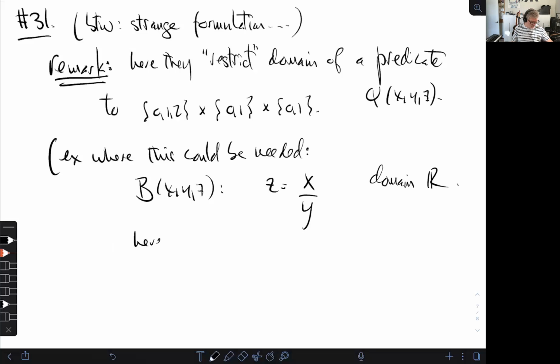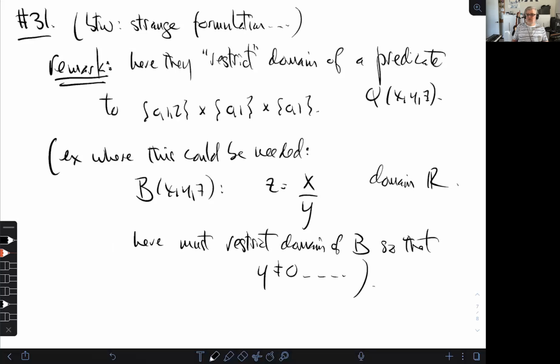So here we must restrict the domain of B so that Y is not equal to 0. Right? So if you're going to construct predicates like this, then you have to make restrictions, and so you have to restrict the domain. I don't want to go there. But in this particular example, they did that, although it's not really necessary. That's not the point of the exercise, okay? But I'm not going to use that, so you shouldn't worry about that.